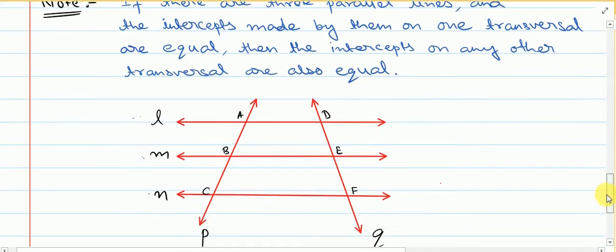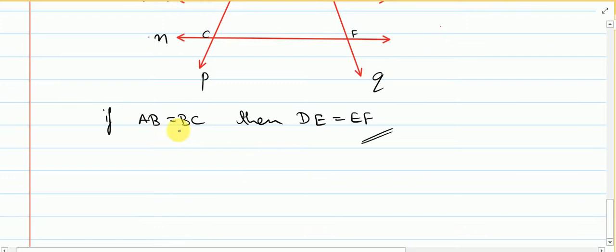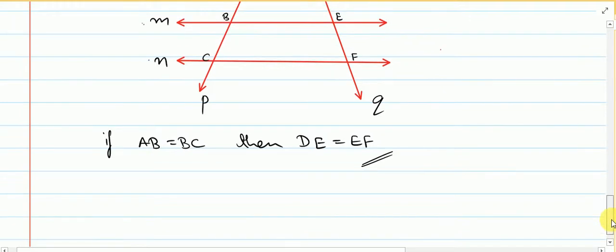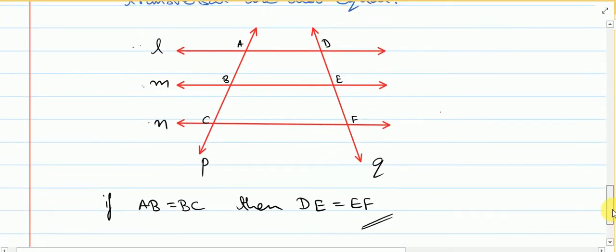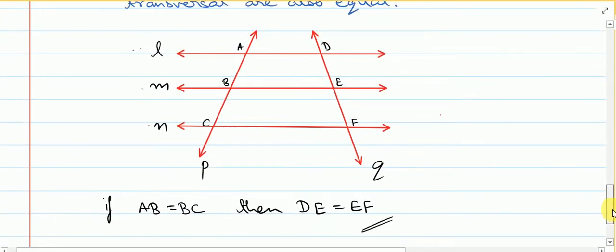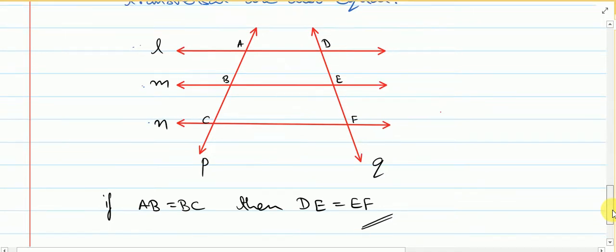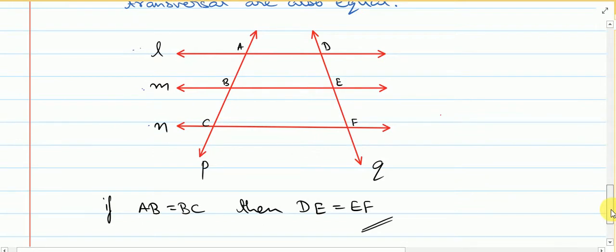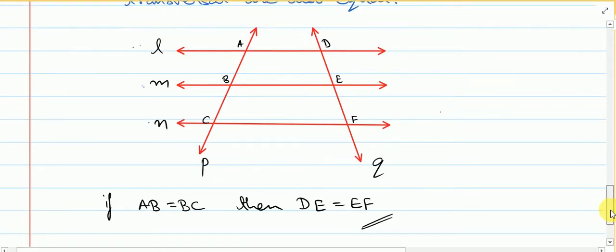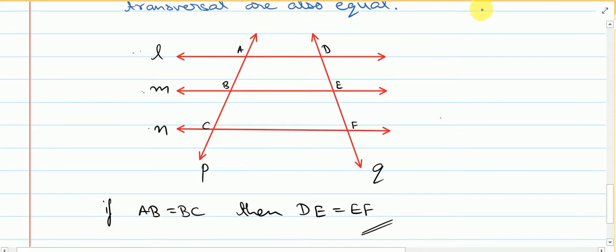So in short, I am writing if AB is equal to BC, then DE will be equal to EF. Clear? So this was all about the midpoint theorem, the converse of the midpoint theorem, intercept, and the one theorem that we just discussed about intercepts. Now what we will do is we will move on to the questions. So let us see the questions.